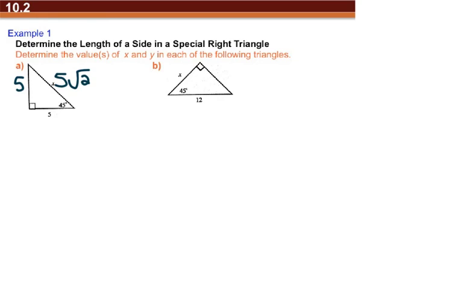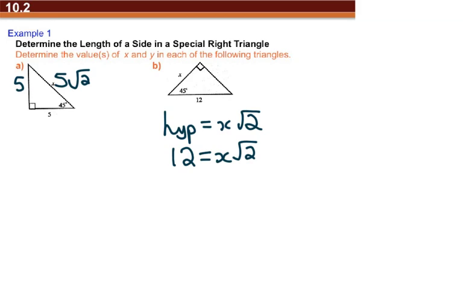In B, we get a little more difficult because we know the length of the hypotenuse. What we know is that the hypotenuse in a 45, 45, 90 is x root 2. The hypotenuse in this case is 12, so we know that 12 is x root 2. And to solve for x, we need to divide both sides by root 2. So what we get is that x is 12 over root 2.